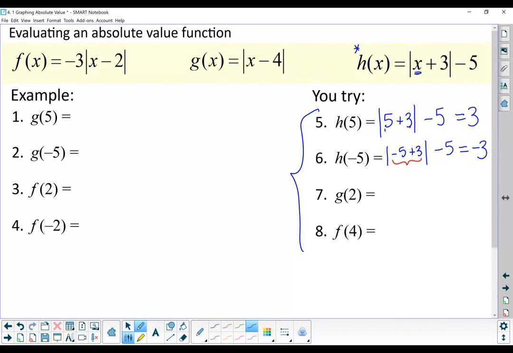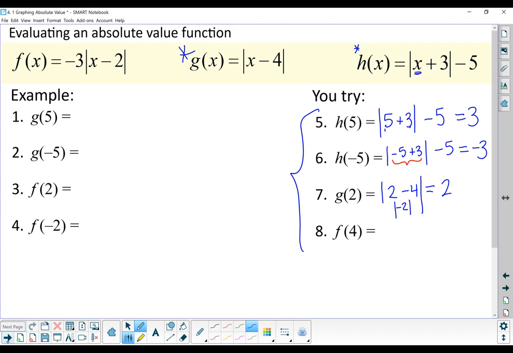Let's do one more here. G of 2 is the absolute value. I'm going to sub in the 2 for x. So I changed to using function g in the middle. Subtract 4. And if I subtract 4 from 2, I get negative 2. So this is the absolute value of negative 2, which gives me the answer 2.